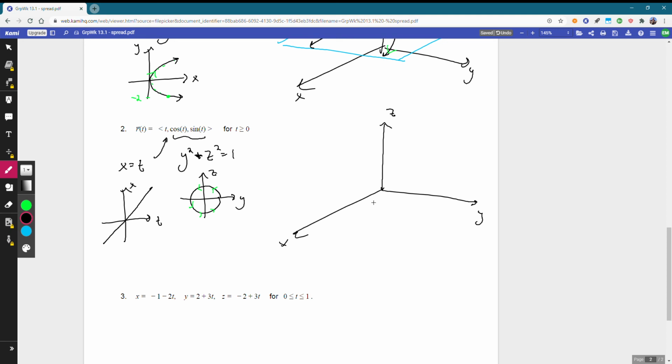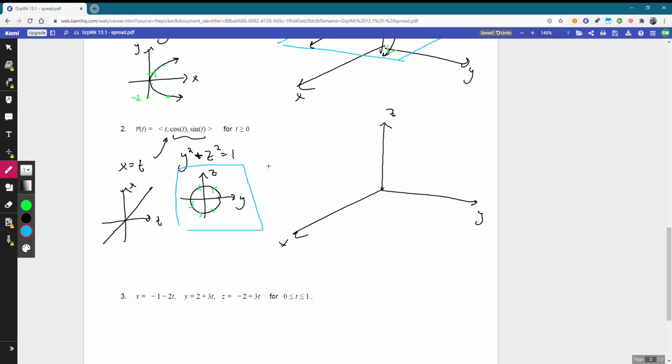I'm sorry, I misspoke, didn't I? We're not moving around the xy directions unit circle. We're moving around the yz's unit circle. So here we go, something like that. And for negative t's, we're going to get negative x's. And then we're going to be spiraling around that unit circle as we increase x.